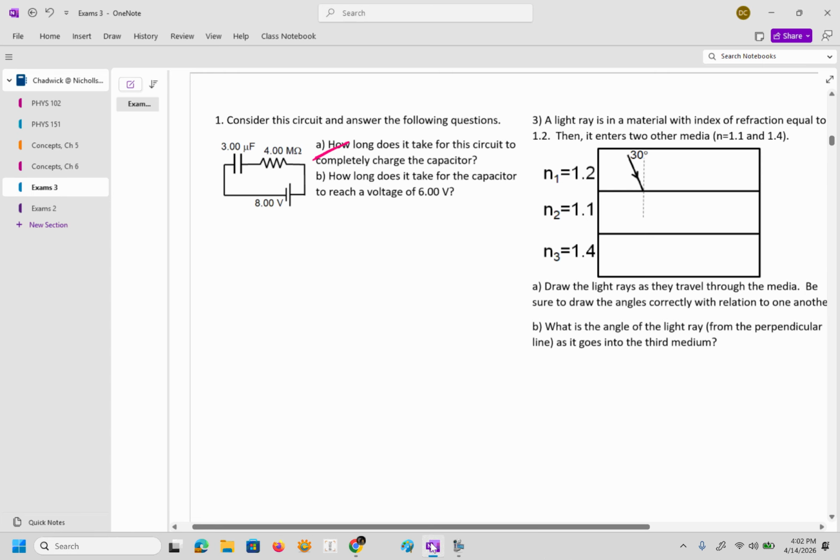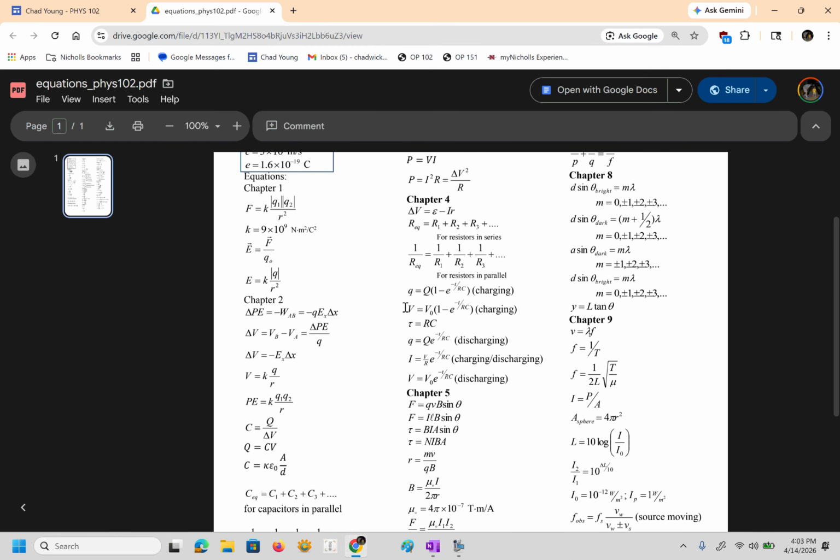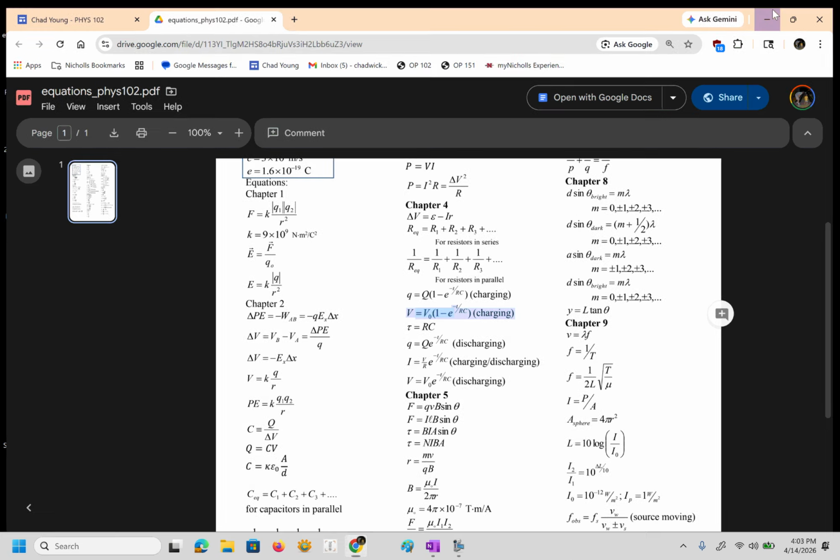What am I doing? Charging or discharging? This is a charging capacitor. I know that because there's the battery in the figure. The battery is what's charging the capacitor. If there's no battery, then you know it's discharging. This is a charging capacitor. I want to know its voltage. The voltage for a charging capacitor is that growth function. This V equals V naught times 1 minus e to the minus t over RC.